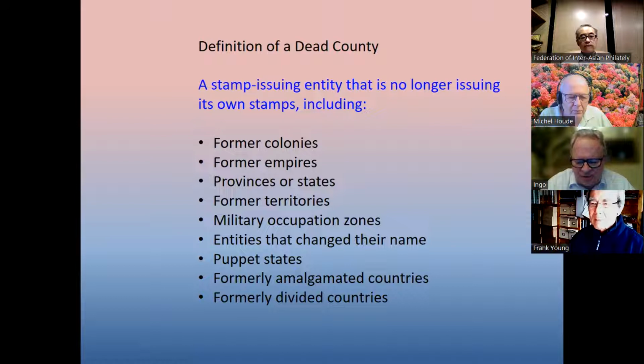Military occupation zones. Getting Hong Kong mail to military occupation zones is an interesting challenge. Entities that change their name, that's pretty straightforward, and you can get a lot of very modern material like that, as countries are changing their names constantly still today. Puppet states, I just have one of those. And formerly amalgamated countries, countries that split up and became two or more different ones, and then formerly divided countries that were split up and then merged. So I have a few examples of those. So without further ado, I will continue on to the first one, and that is colonies, former colonies.